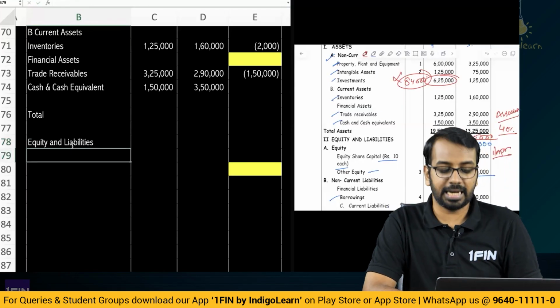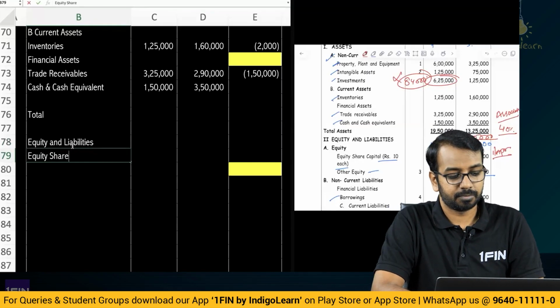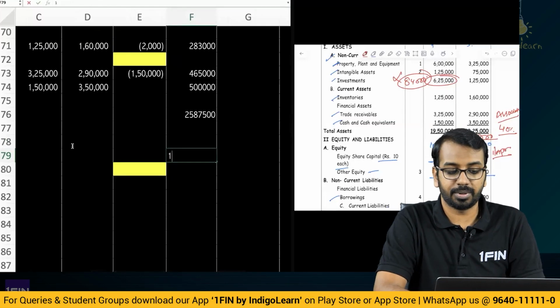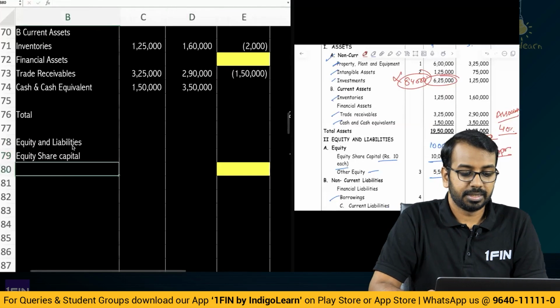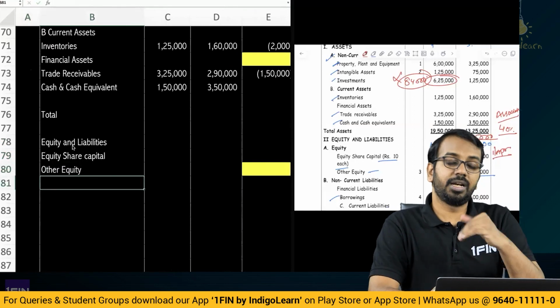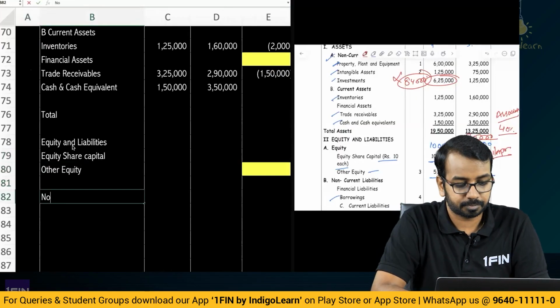Now when it comes to equity and liabilities, first is equity share capital. We know we take only the holding company or the parent company, 10 lakhs. Then other equity. Now for other equity we will fill up the number at the end after we do certain more adjustments.